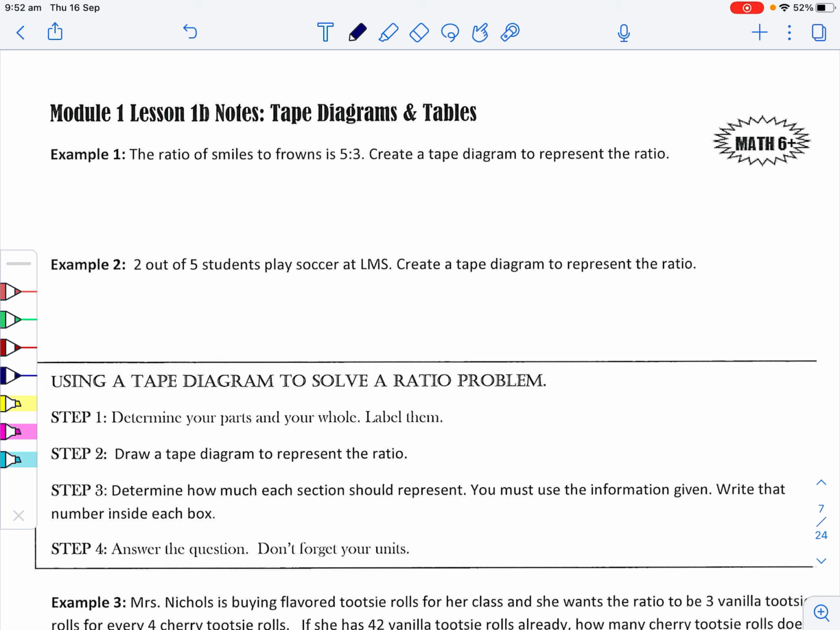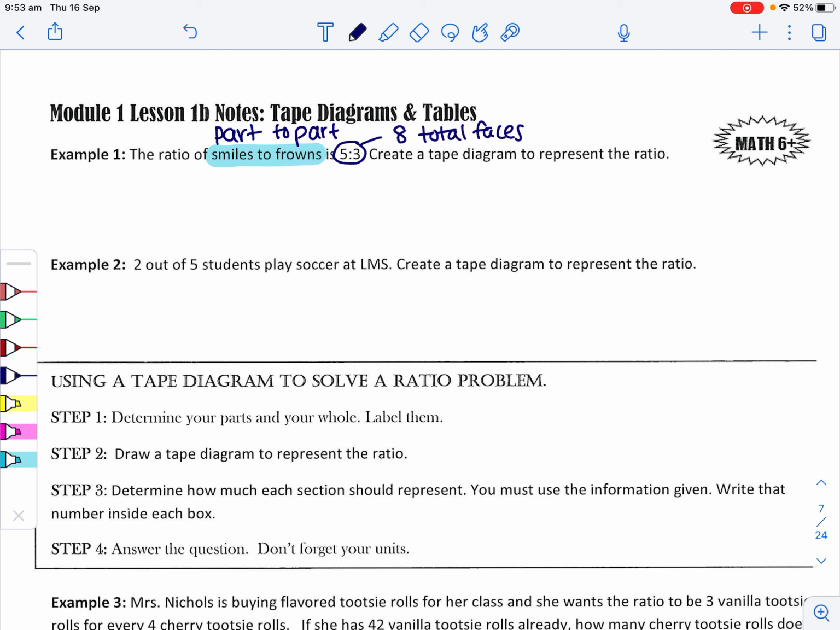So in example 1, it says the ratio of smiles to frowns. So right here, smiles to frowns. This is a part to part, because smiles is one part and frowns is the other part, is 5:3. Create a tape diagram to represent the ratio. So when I create my tape diagram, this is a part to part, so I want to know the total number of faces. So here I have 8 total faces between smiles and frowns.